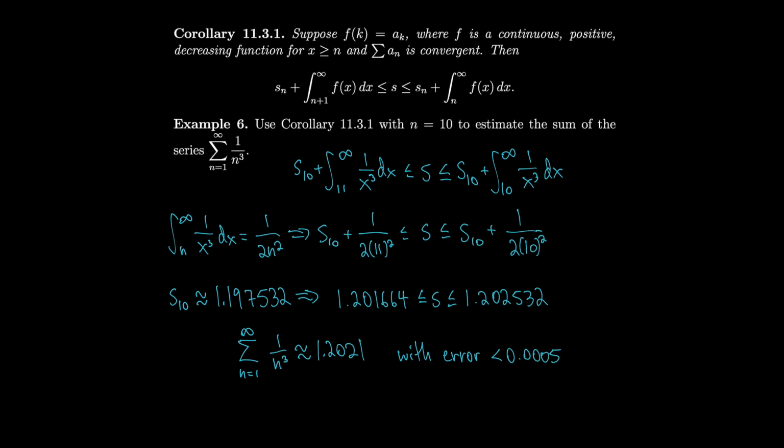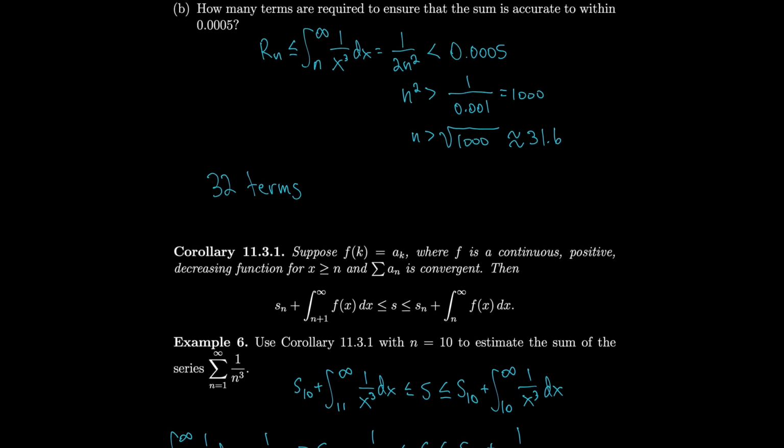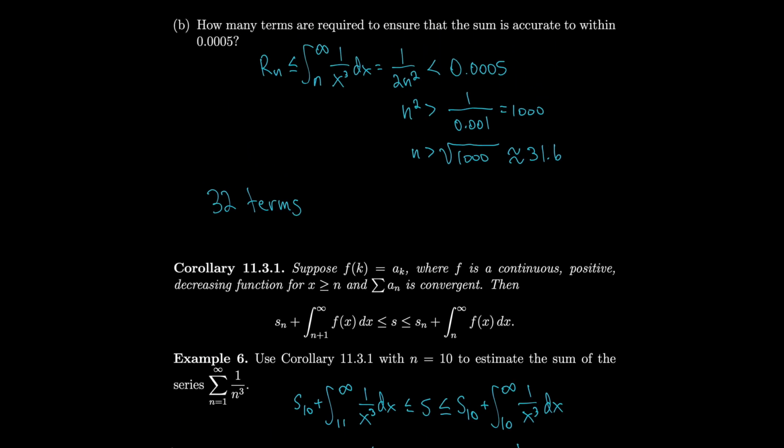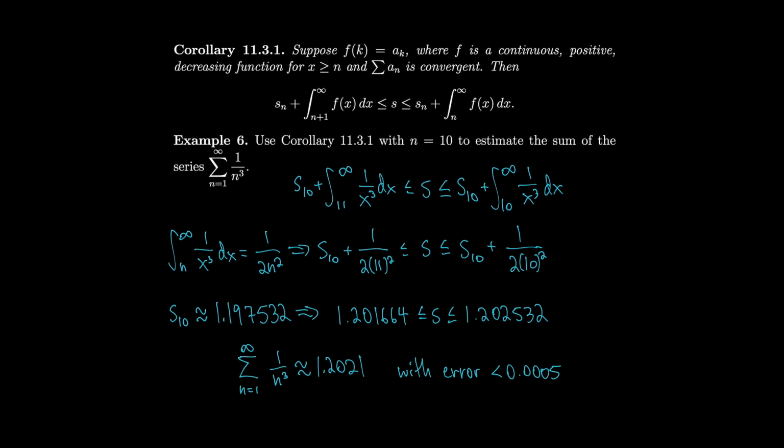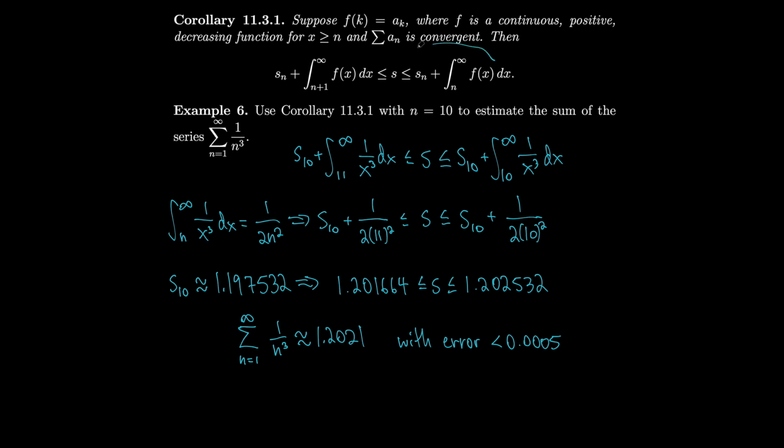Notice that in order to get to this amount of error, this accuracy before, when we were just estimating our sum using a partial sum, we needed 32 terms. Whereas when we estimated our sum using a partial sum and an integral, we only needed 10 terms. So this approximation is much more accurate.